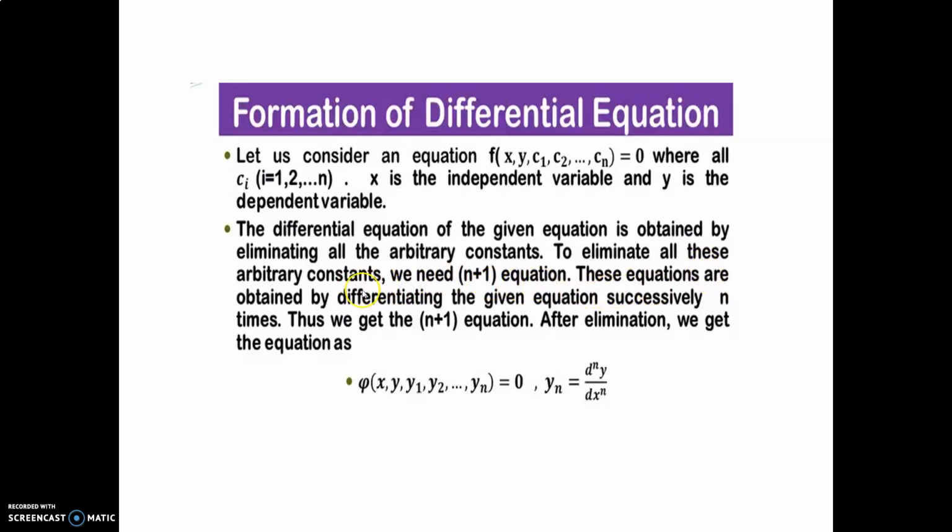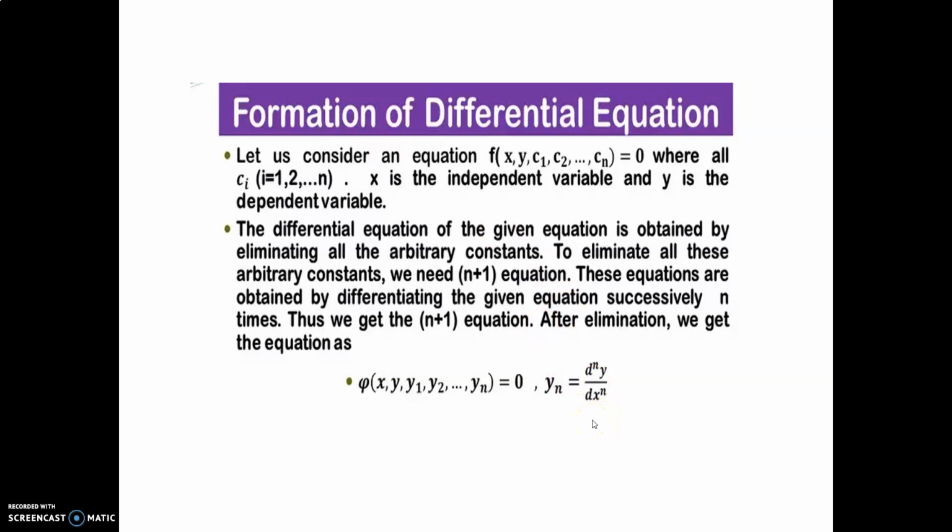These equations are obtained by differentiating the given equation successively n times. Thus, we get the n plus 1 equations. After elimination, we get the equation F(x, y, y1, y2, up to yn) equal to 0, where yn is equal to d^n y upon dx^n.